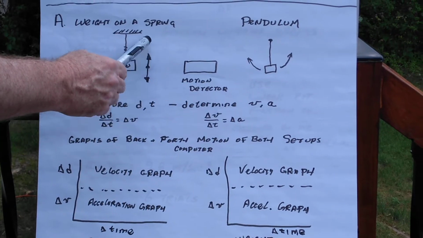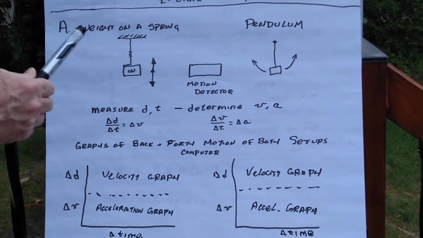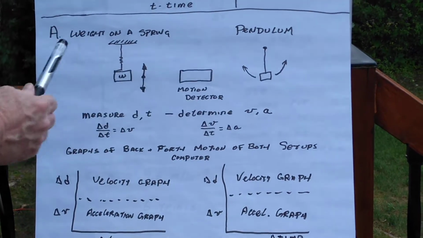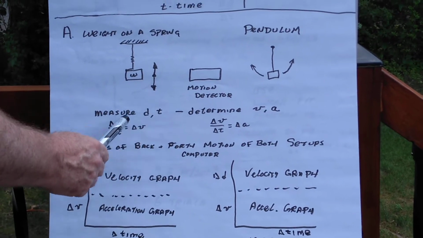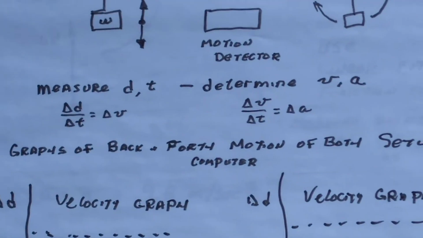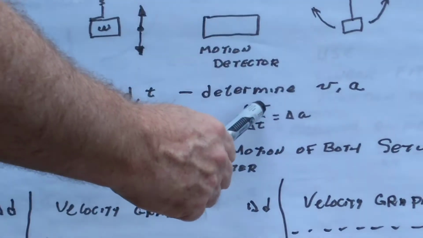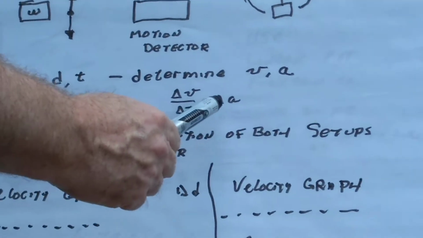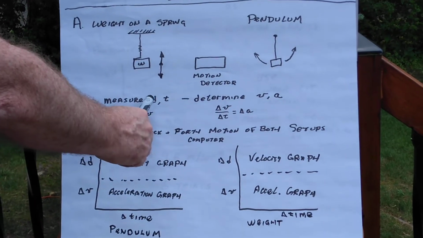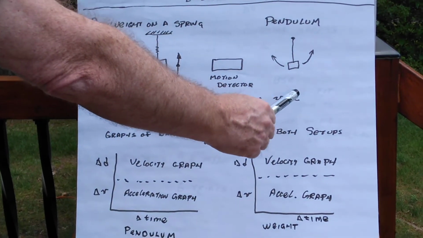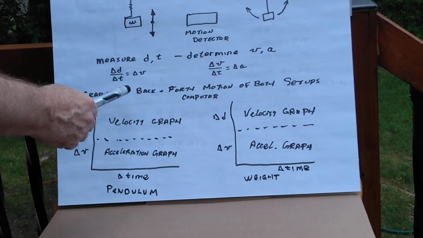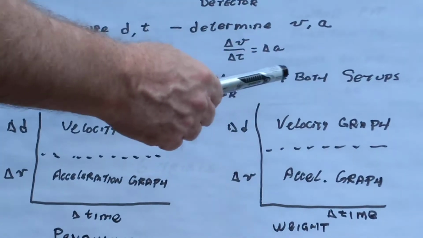It's going to relate how far up and down this goes, how long it takes, how far this swings and swings back, and how long it takes. Knowing the distance and the time, change in distance and change of time, will give us the change in velocity. And knowing the change in velocity and the change in time, we'll also be able to get the acceleration. So we'll be able to measure the D and T and determine the V and A. We're going to do this on the computer, and we're going to get graphs of the back and forth motion of both of these setups.